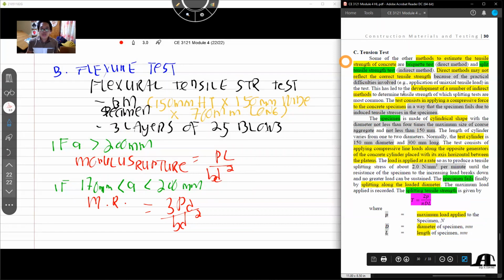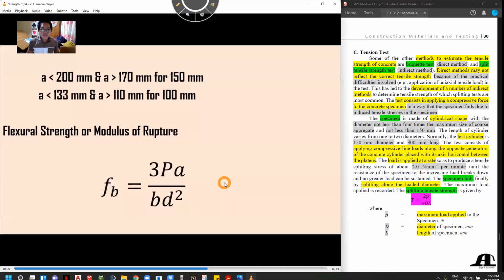So, meron din tayong tension test, class. This time, ang specimen natin is made of cylinder. Same, class, no? Ang diameter niya is 150. Ang height is 300. Tawag sa test natin, class, is yung split tensile strength test. Okay. So, meron tayong formula for that, yung split tensile strength test natin. Okay. So, panoorin natin, class.